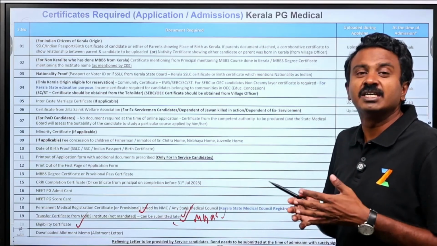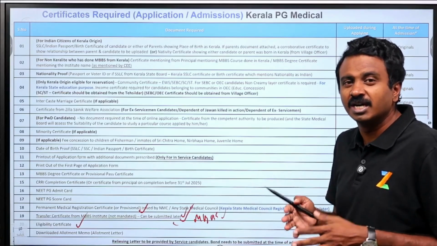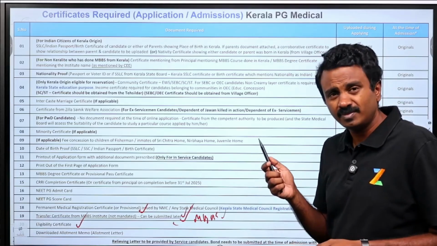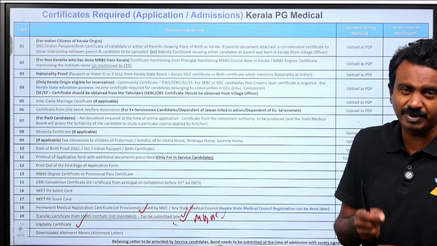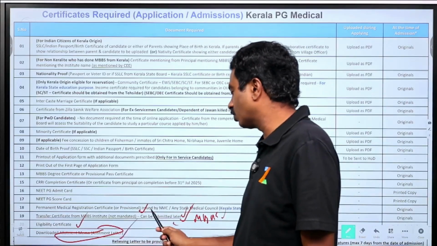Eligibility certificate is for those candidates who did not do their MBBS from the Kerala University of Health Sciences. Those who have done their MBBS from other than the Kerala University of Health Sciences need to produce an eligibility certificate from KUHS. This can also be done after the admissions. Allotment memo, once you download it, you have to get it.